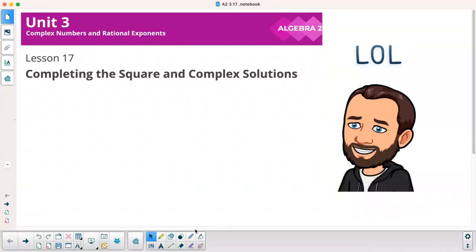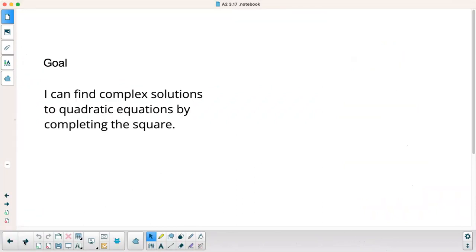Okay, Algebra 2, Unit 3, Lesson 17 is called Completing the Square and Complex Solutions. So our goal is: I can find complex solutions to quadratic equations by completing the square. So a couple of things to review. A complex solution, or a complex number, is a plus bi.